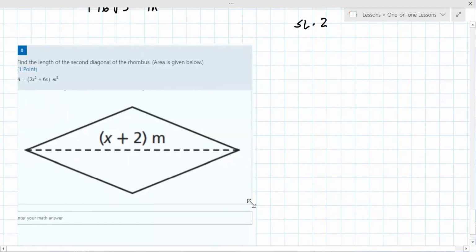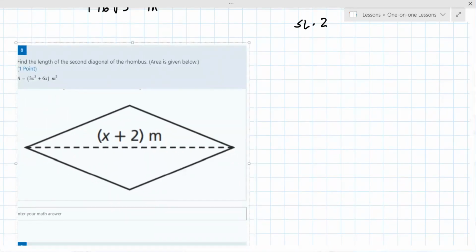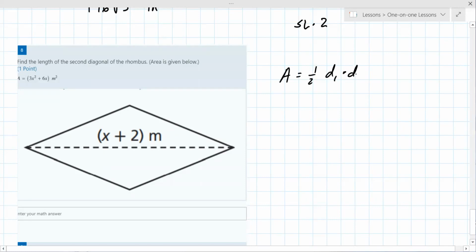Let me check. Okay, so it's... I don't want to say this. I guess I'll just... Oh, it's the same as the kite, right? Well, I need to confirm this. It is. That's what I thought. I haven't done these in a while. So yeah, it's 1/2 diagonal 1 times diagonal 2.